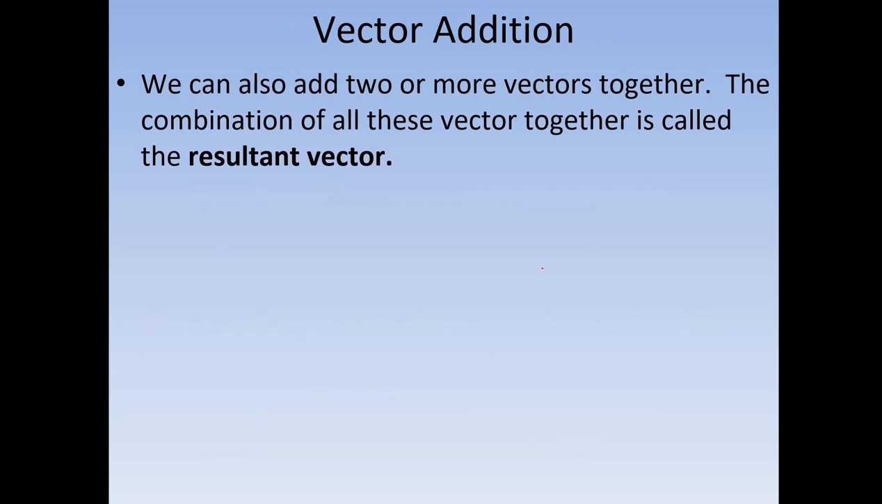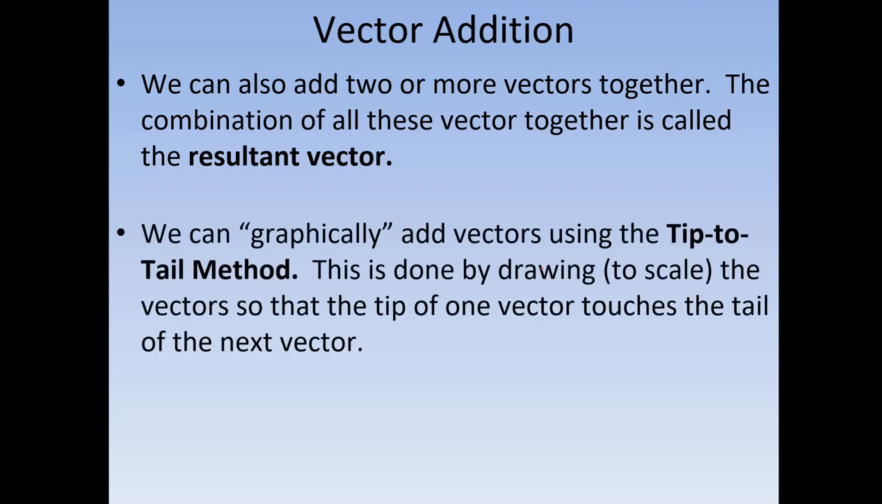We can take multiple vectors. Kind of already saw this in some of the other questions, but we can take multiple vectors and combine them together into what we call a resultant vector. There's two different ways that we could do this. Each one carries with it a positive and negative, a strength and a weakness.